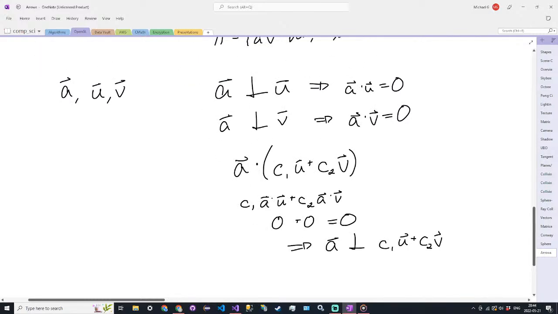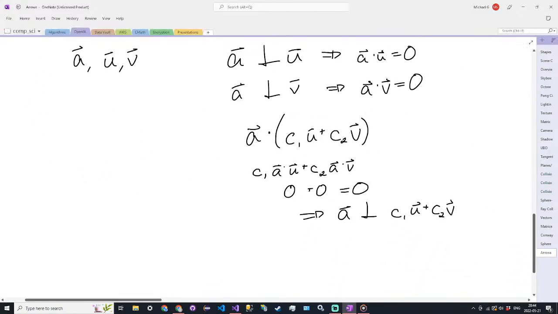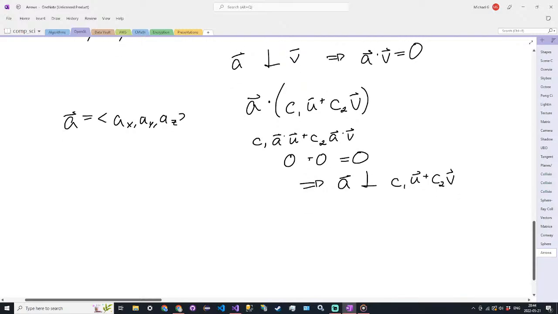So a is the normal vector to our plane, and now we have an equation for the plane. So if we represent a as ax, ay, and az, where a is just once again end minus start, we now have an equation for the plane. It's just ax times x plus ay times y plus az times z is equal to 0.